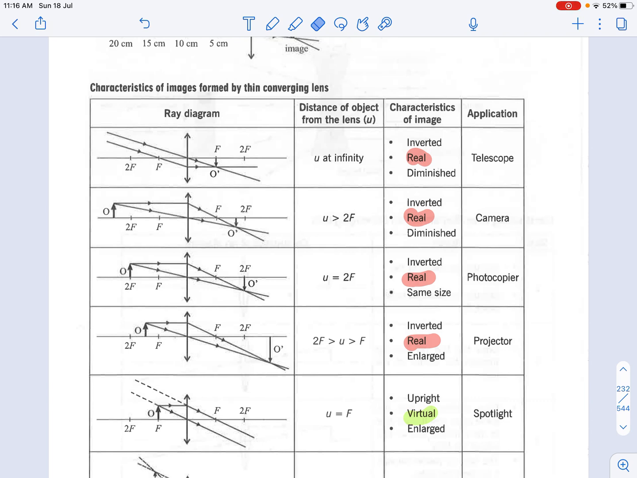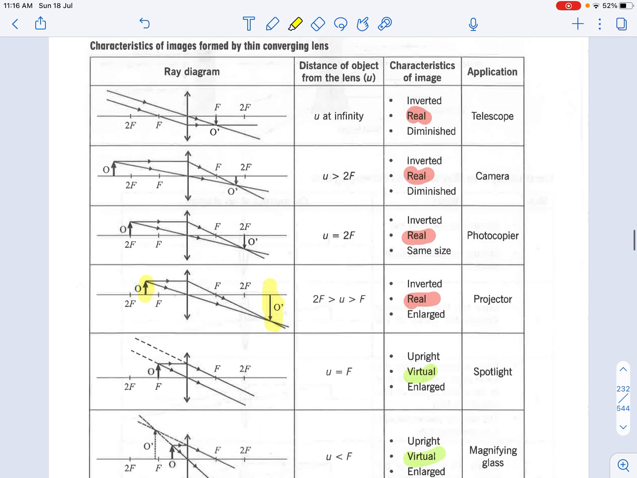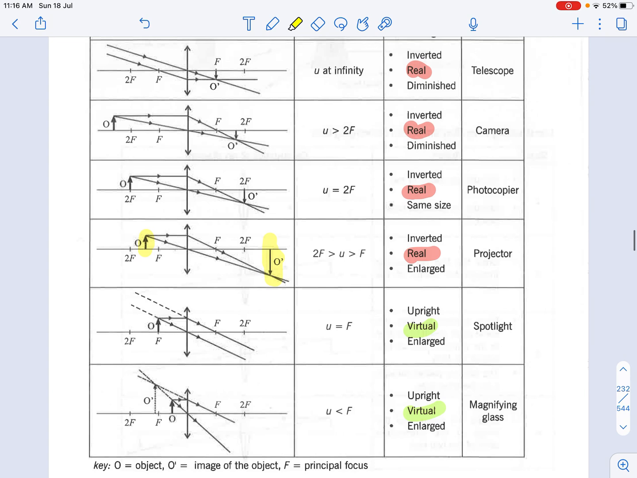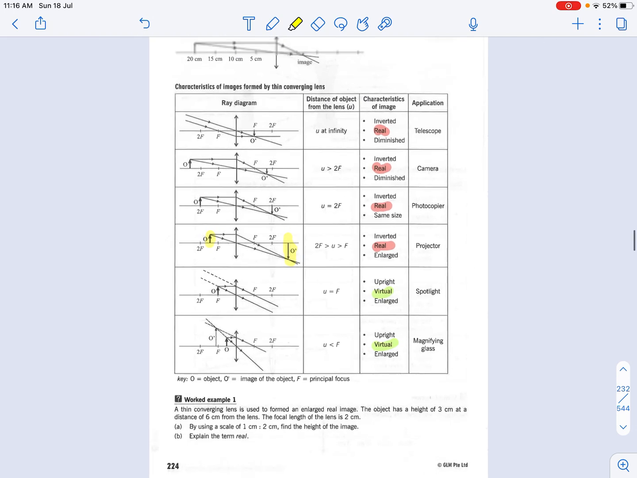If it's in between f and 2f, okay, over here, then your image will actually be very far away, and of course this actually gives it like a projection, or it can be used as a projector. Spotlight, where your object is of the same distance as the focal length. Okay, and of course vice versa.